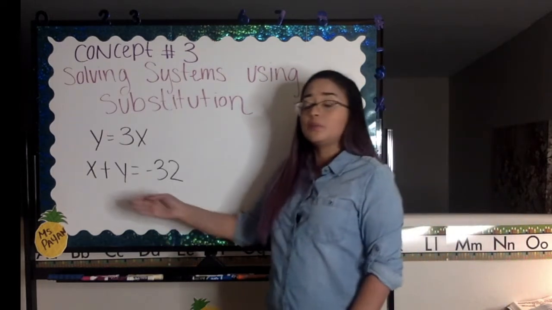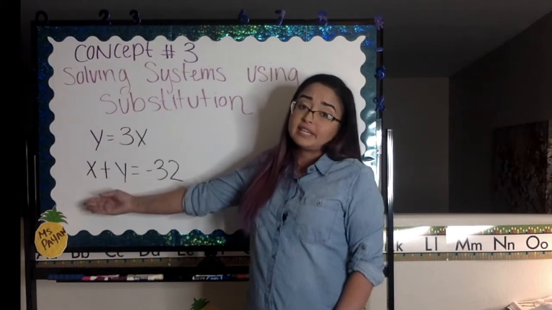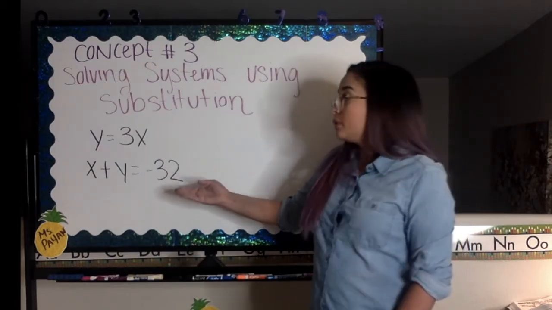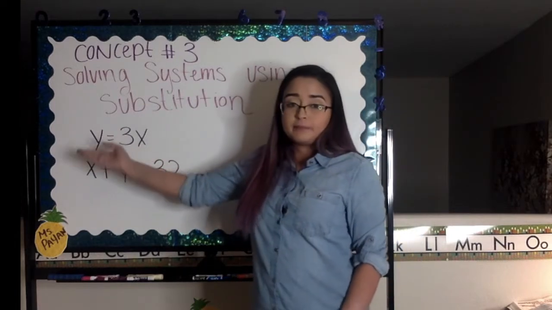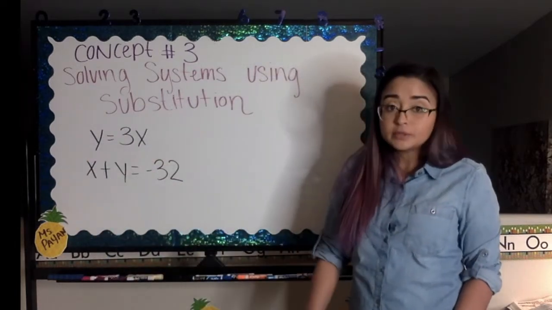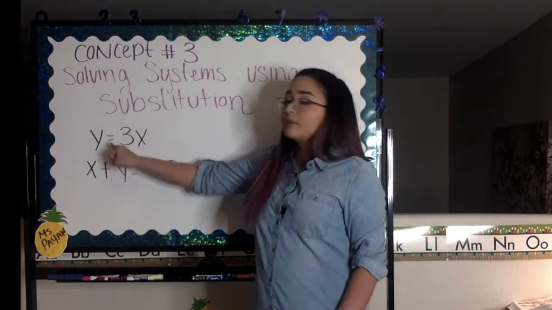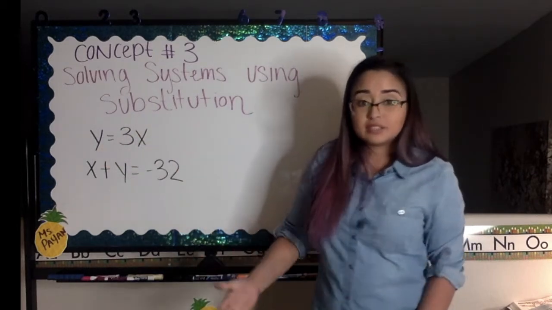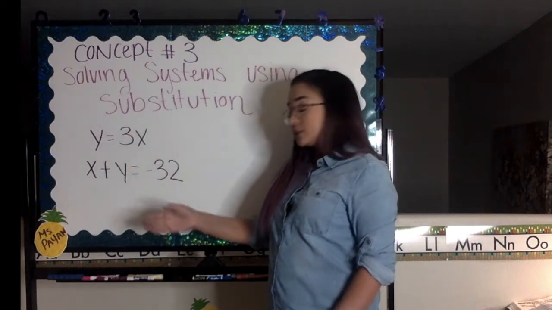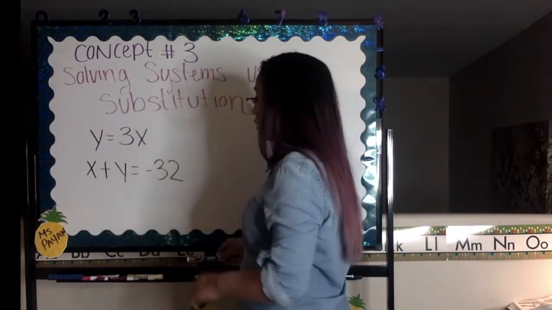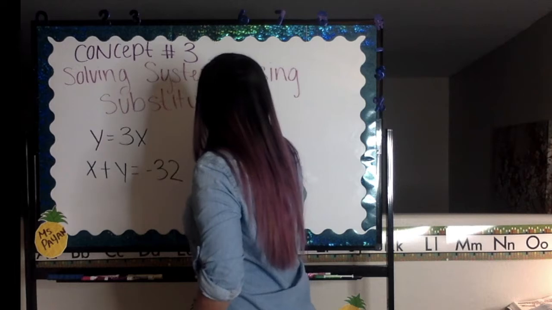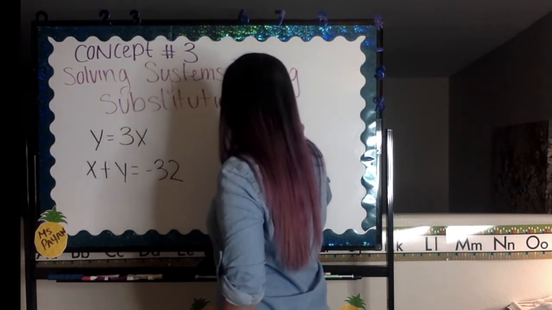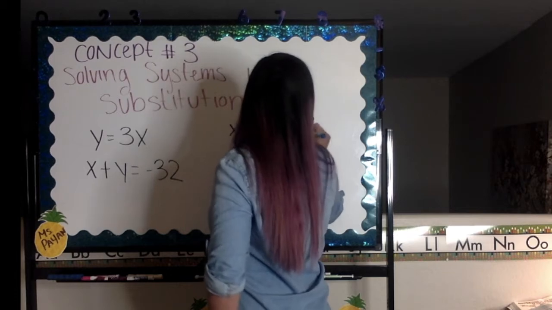For example, we have an equation which is x plus y equals negative 32. But we are given the value of y. So what we're going to be doing is substituting our variable y by the value that is given to us. It's going to look a little like this after we use substitution. So it's going to look like x plus 3x equals negative 32.